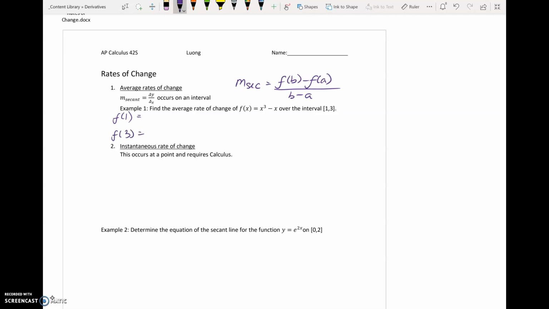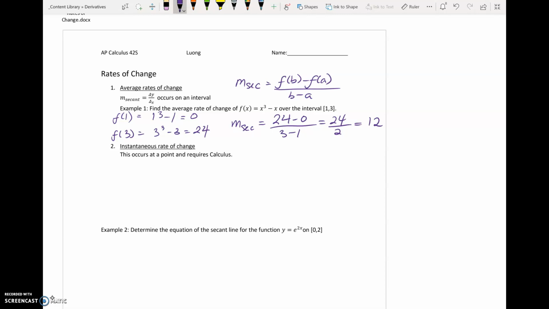So f of 1 is 1 cubed minus 1. F of 3 is 3 cubed minus 3. So for f of 1, we're going to get 0, and for f of 3, we're going to get 24. Now I'm going to plug it into my slope equation. This is going to be 24 minus 0 over 3 minus 1, which is 24 over 2, and then our slope, our m secant, is going to be 12 in this case. Now that's how we're going to find an average rate of change over an interval.